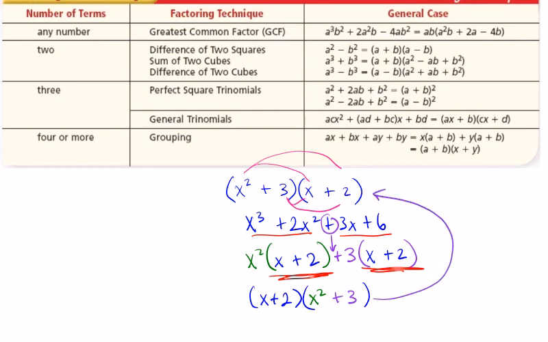Different order, right? The order was swapped, but that's okay because the commutative property works with multiplication. A times B is the same as B times A, right? So that's how we do factoring by grouping.